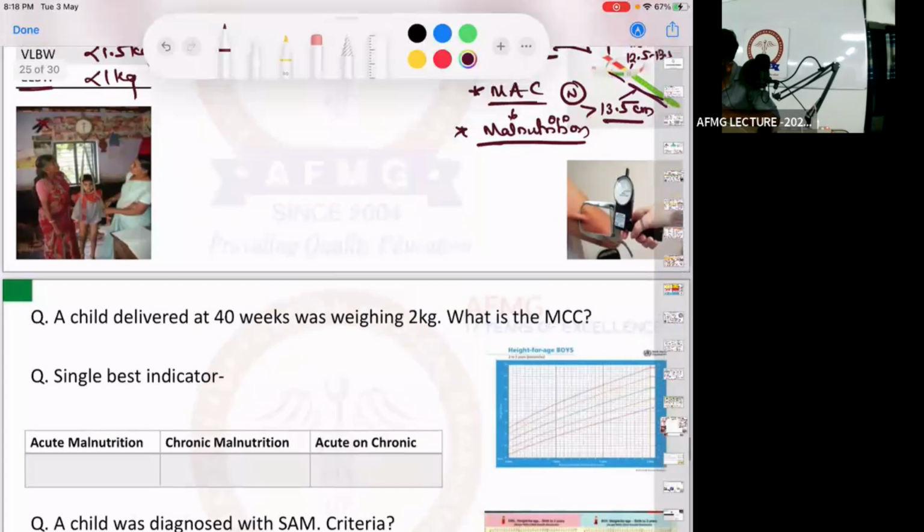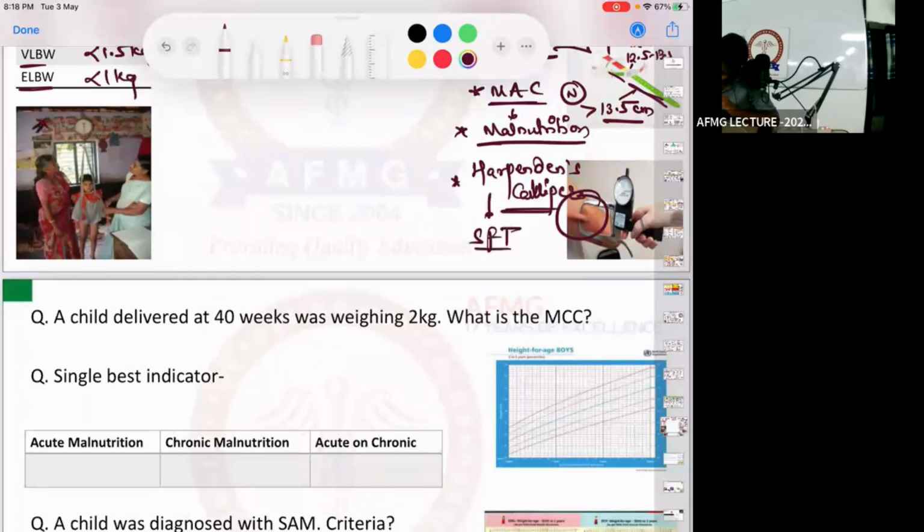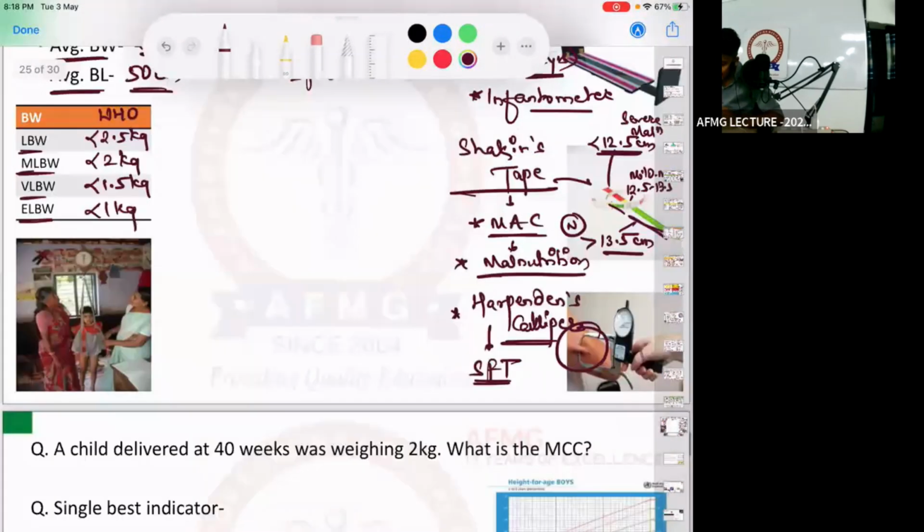Then this instrument which is used is known as the Harpenden caliper. Harpenden caliper is used to measure skin fold thickness. Best site to measure skin fold thickness is triceps. No issues with this. Then this is the field instrument where you hang the child and measure the weight of the child.